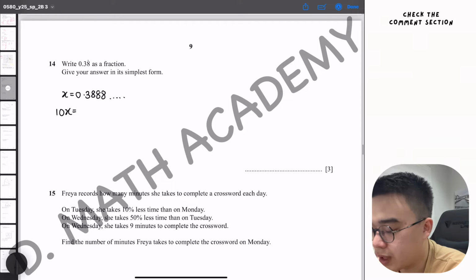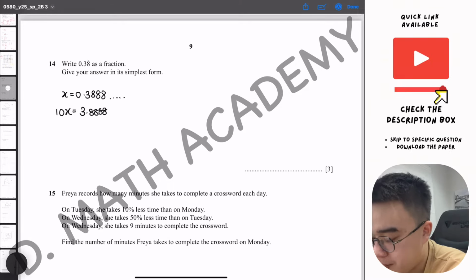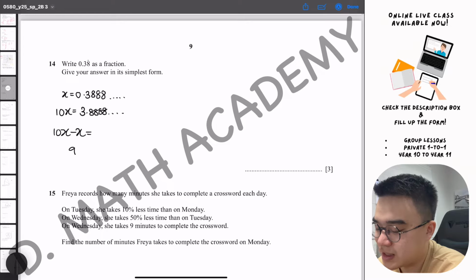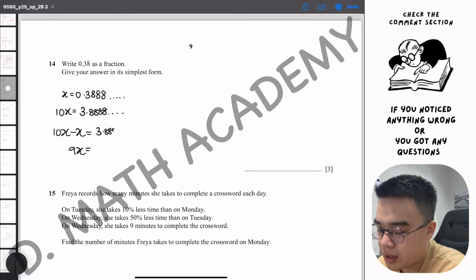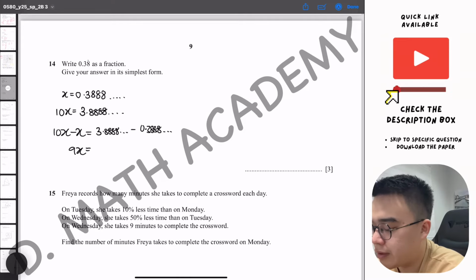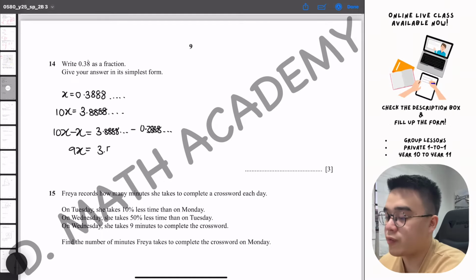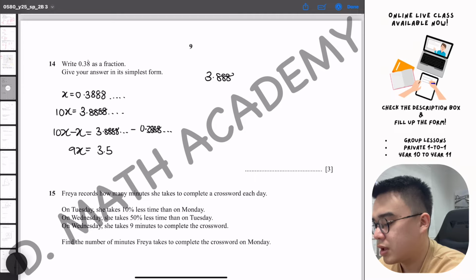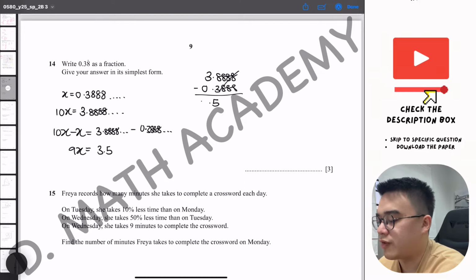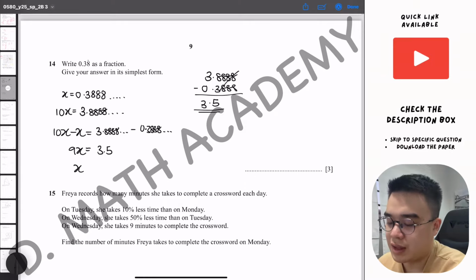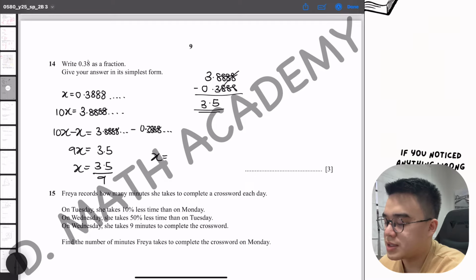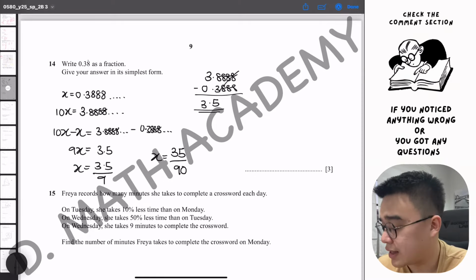After 10 folded, you will get 3.8888. Again, I keep it as 4 decimal. 10x minus x will get me a 9x here. Meanwhile, the 3.8888 minus off with 0.3888, I will get a balance of 3.5. Okay, if you're wondering how, you can just write it out. The 8 at the back will all cancel each other with a balance of 3.5. So when you remove the 9, it will be 3.5 divided by 9. When you remove the decimals there, okay, basically double it up, making it into 90.